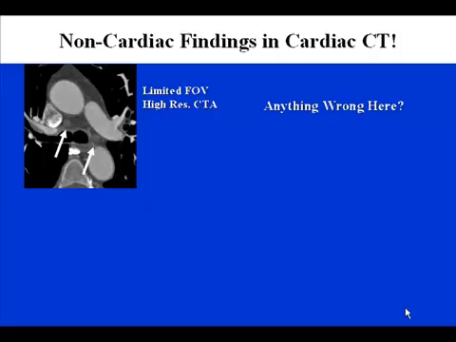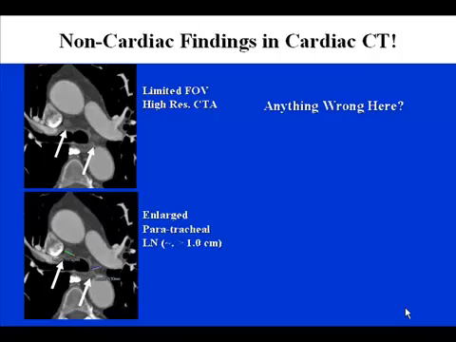In particular, what about these two faint opacifications? These turn out to be enlarged paratracheal lymph nodes, approximately a centimeter in size. This is about twice the upper limits of normal for otherwise unremarkable paratracheal lymph nodes.